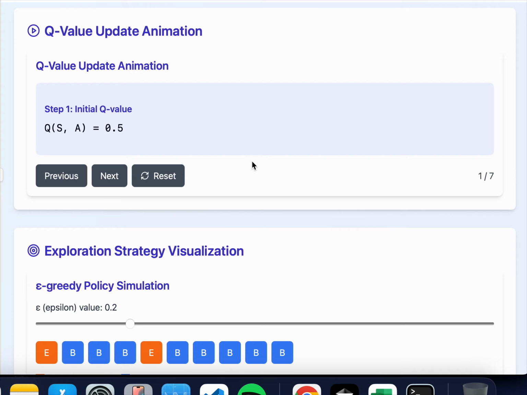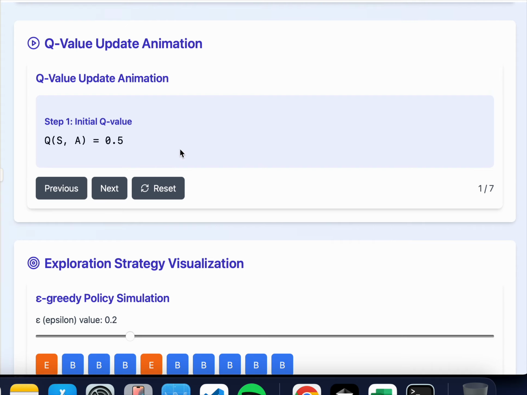Let's look at what's happening here. Now we will go through an actual Q value update step by step using the SARSA algorithm. We start off with our initial Q value for a given state action pair, let's say Q of S, A, and in this example it's sitting at 0.5. That's our starting estimate for how good that action is in that state.